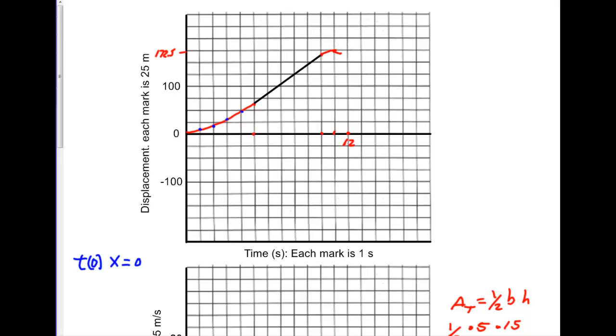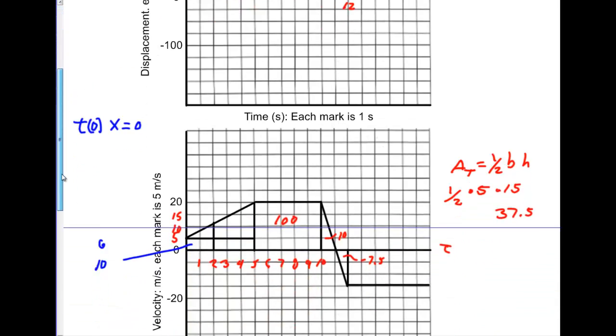Oh, still not very good. Let's do better than that. It's kind of hard to do when it's this small. It's going to be a curve like that. Okay. Now let's see what's happening here.